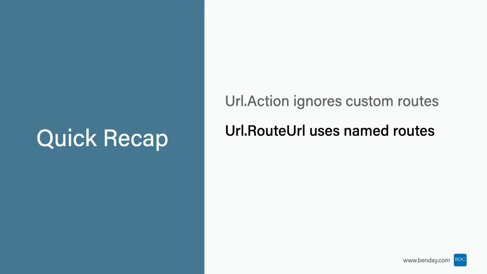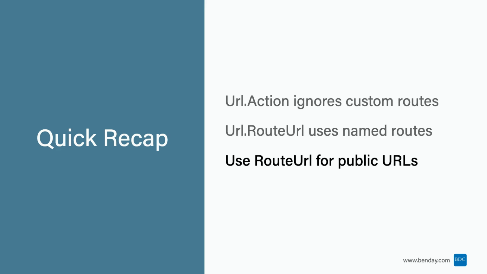All right, let's wrap this up. Url.Action builds URLs from your code structure. It ignores your custom route patterns. Url.RouteUrl looks up a named route and builds URLs using that pattern. You get the clean URLs you designed. For anything public-facing, especially sitemaps, use Url.RouteUrl. Your URLs will match what users see when they navigate your site. Hope that helps. It's a small thing, but those clean URLs matter for SEO and for looking professional.